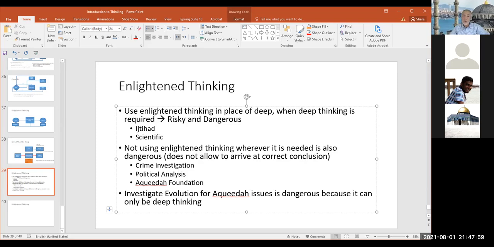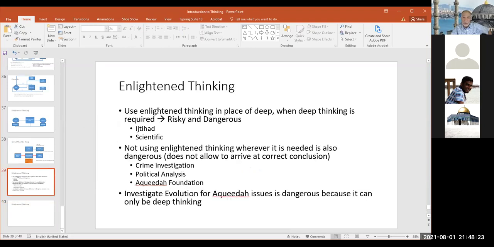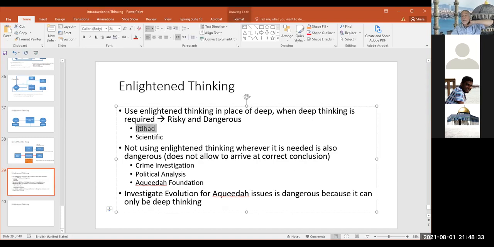So as soon as you go here in the scientific, trying to see what is the relation between my current investigation and what will come after, I'm already going into enlightened type of thinking, and that's dangerous. So note here, the point which I made a few minutes ago: if I use enlightened thinking in place of deep thinking, that's bad. Despite the fact that ijtihad is one of the highest level of thinking, ijtihad.